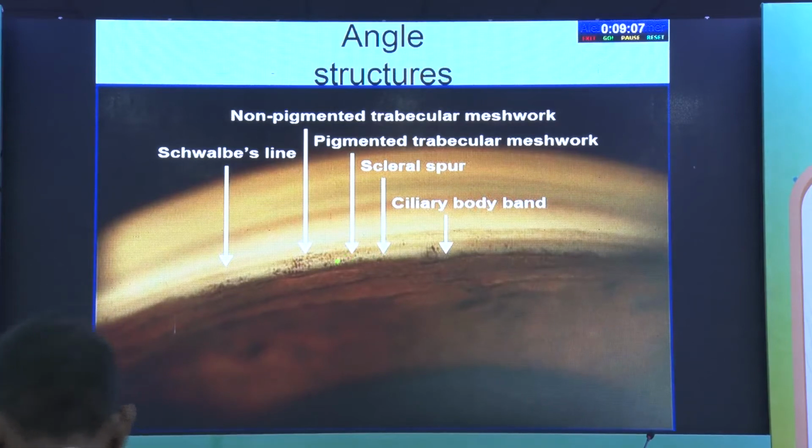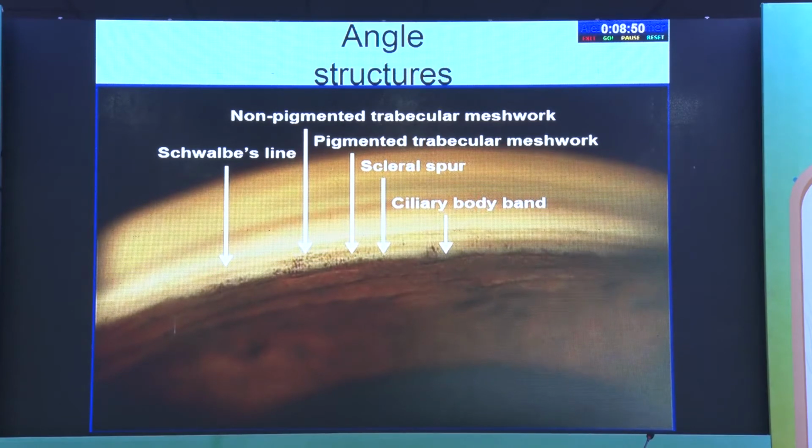Anterior to that is the pigmented trabecular meshwork, and this will be more important now that MIGS and other things come in the picture, because this is the area which will be important in identifying and putting all the MIGS devices. And then anterior to the pigmented TM, there is a non-pigmented TM, and anterior to that is the Schwalbe's line. So these are the angle structures.